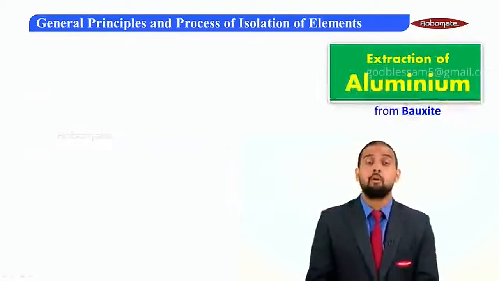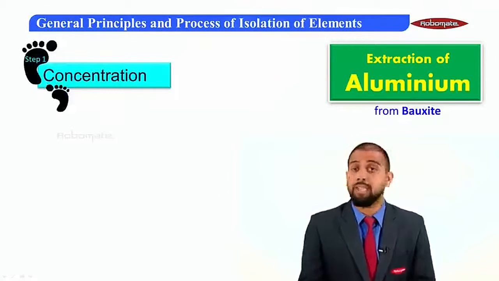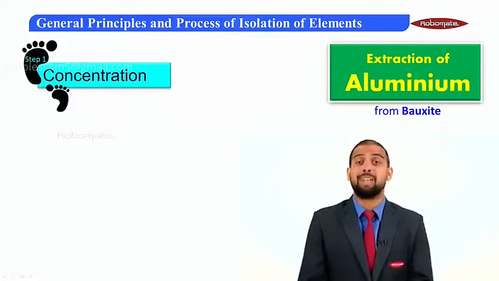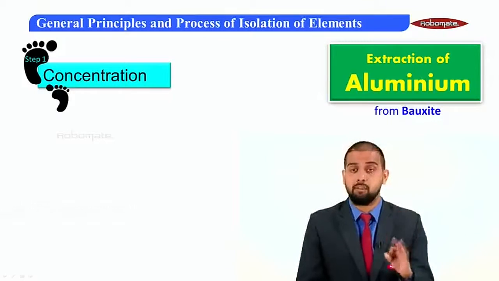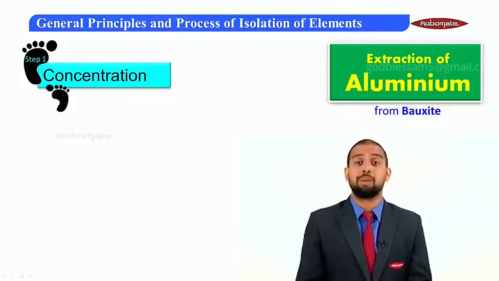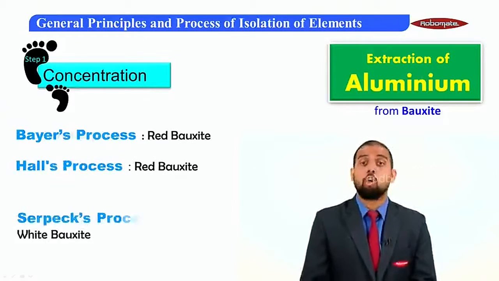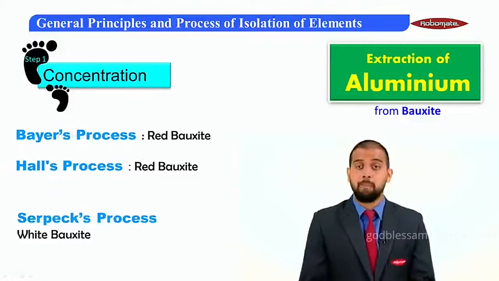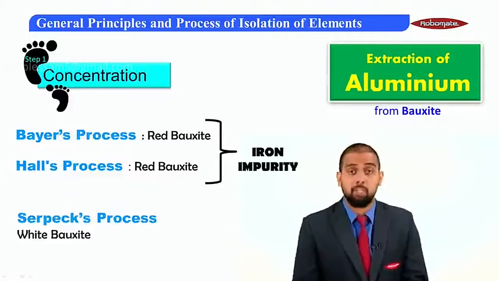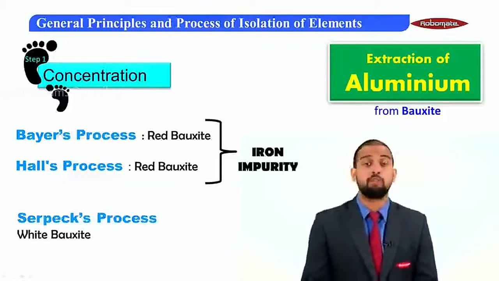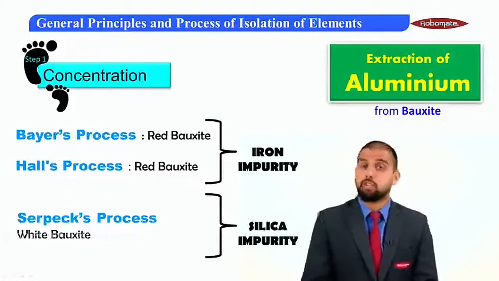So going to the second step, we will talk about the concentration, and as we know, concentration means removal of unwanted gangue particles. As we know, aluminium has to be extracted by a technique called leaching, because leaching is purely used for aluminium, gold and silver, whereas aluminium can also be leached by several processes. For example, it can be leached by Bayer's process or Hall's process, or also it can be leached by Serpek's process. And please remember, Bayer's and Hall's process are used for red bauxite, where iron will act like a major impurity, whereas Serpek's process is used for white bauxite, where silica acts as a major impurity. So the concentration technique is done.